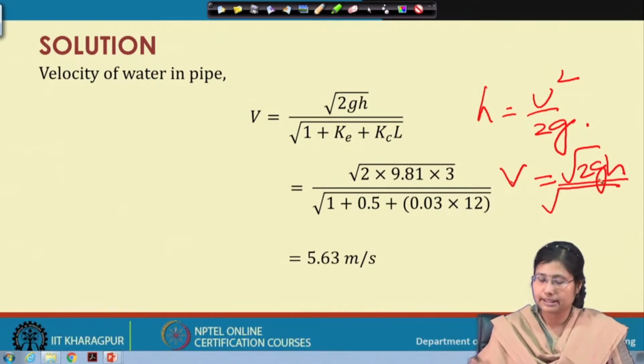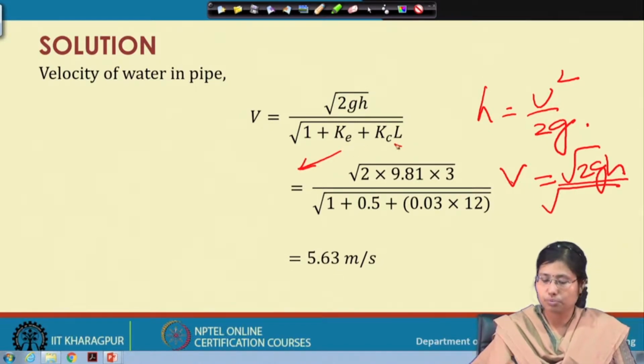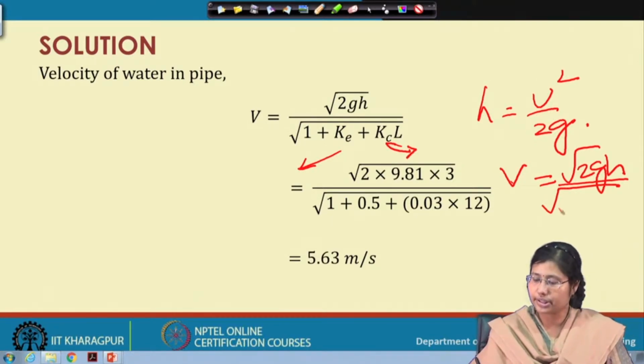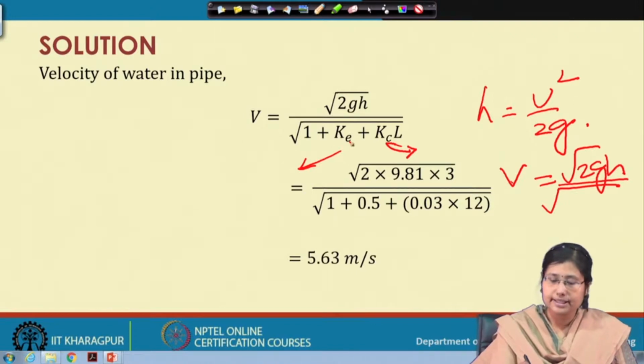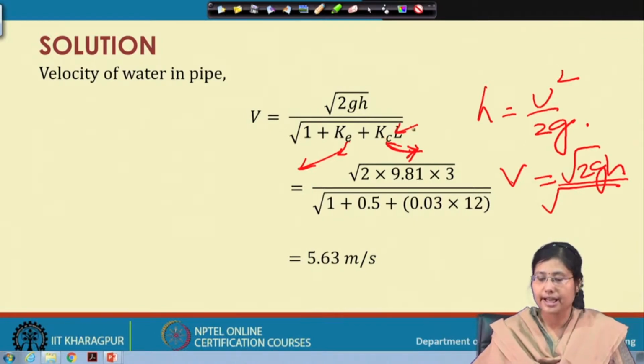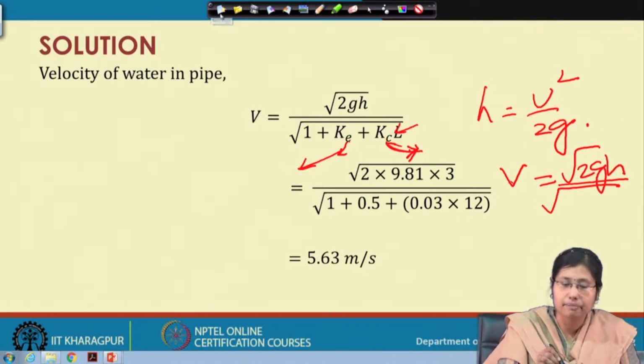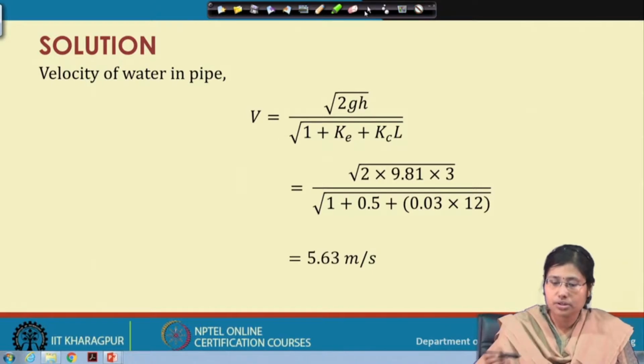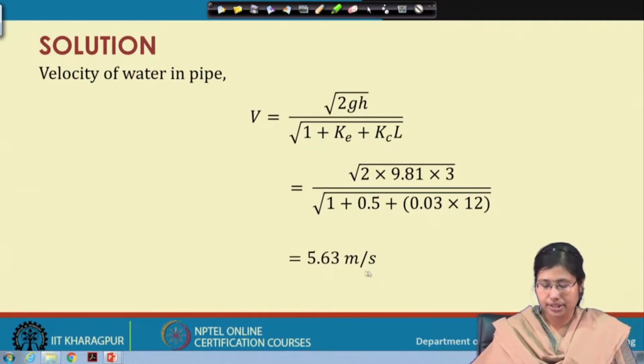we have the losses due to pipe flow, so this factor is considered here. Where K e is the head loss at the entrance, K c is the head loss due to the coefficient of contraction, and L is the total length of the pipe. Using that we can directly calculate the velocity of flow through the pipe.